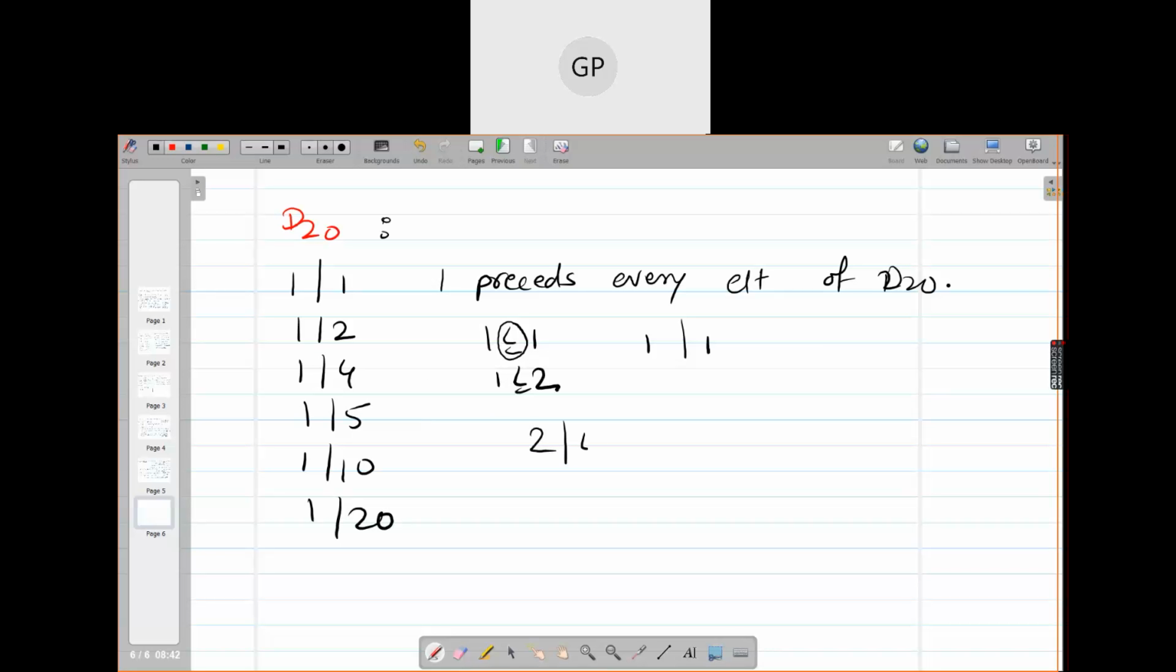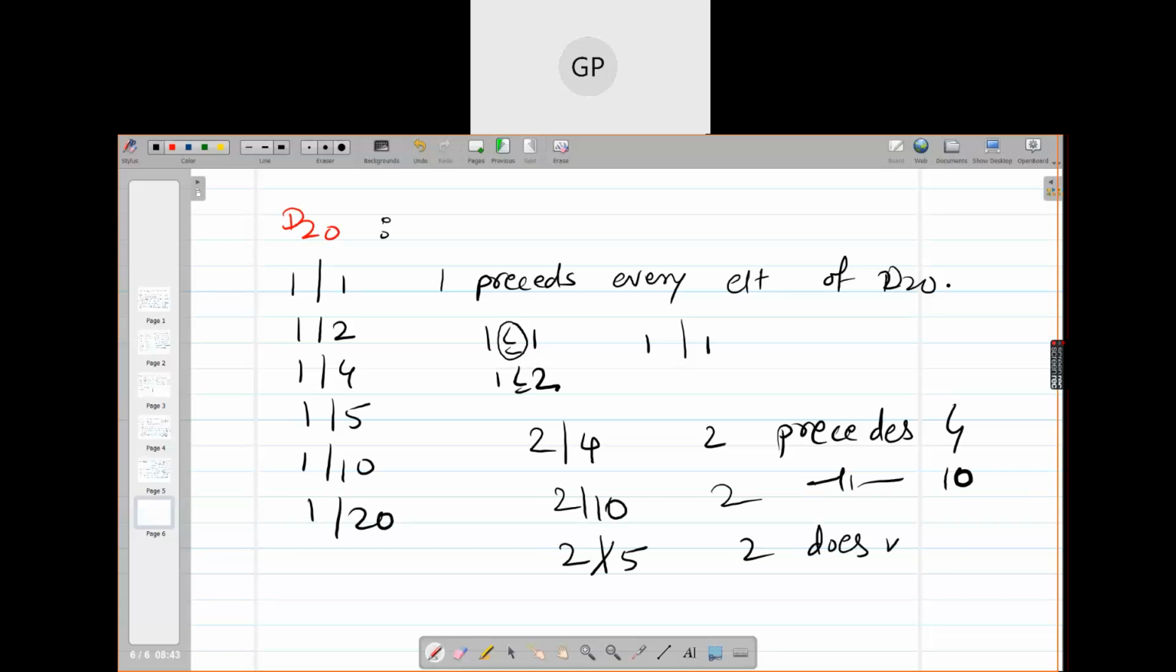Now when you write 2 divides 4, so 2 precedes 4. Okay. When you write 2 divides 10, 2 precedes 10. When 2 does not divide 5, 2 doesn't precede 5. Do you understand it? Yes, ma'am. हाँ. So ये समझ में आना चाहिए. Please try to understand this concept because it will help us to draw the Hasse diagram. Yeah, please be quick if you're writing it.